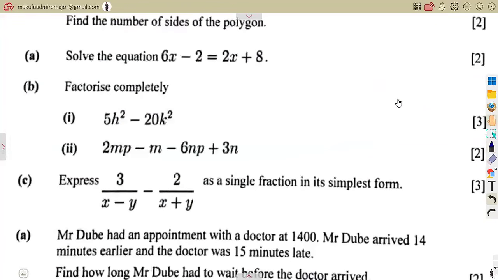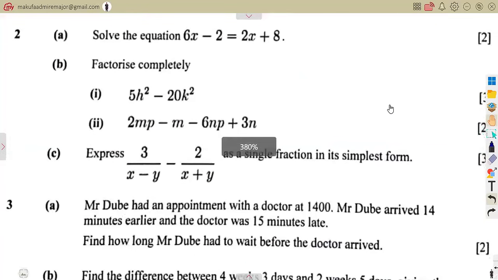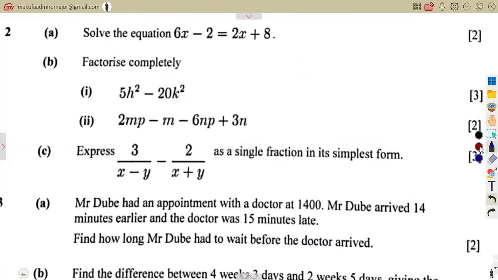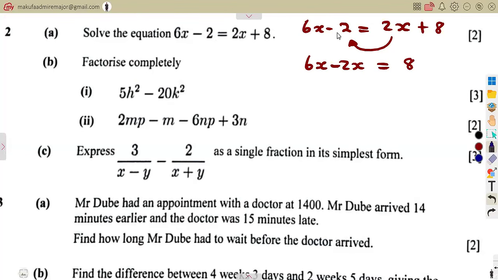All right. Let's consider another question, which is question number 2a. Solve the equation. So there we are given 6x minus 2 is equal to 2x plus 8. So you can solve this by transposing the term with x to where x is, and the minus 2 to this side, that is collecting of like terms. So 2x this side will be a negative. So it's going to be 6x minus 2x is equal to 8. Already there's a negative 2. On this side, transpose it, it's going to be a positive 2. So 6 minus 2, that will be 4x is equal to 10.